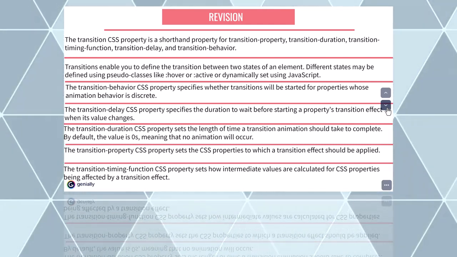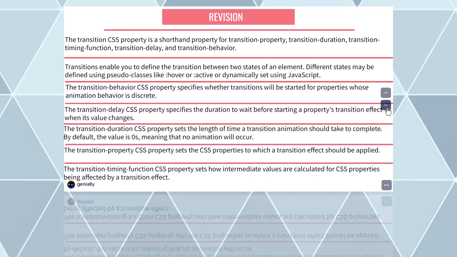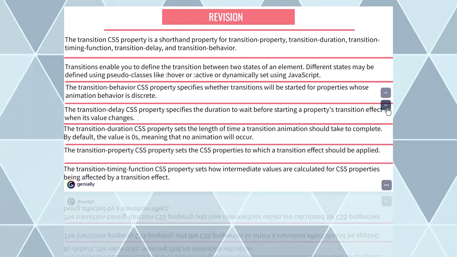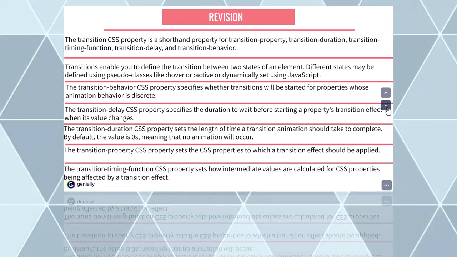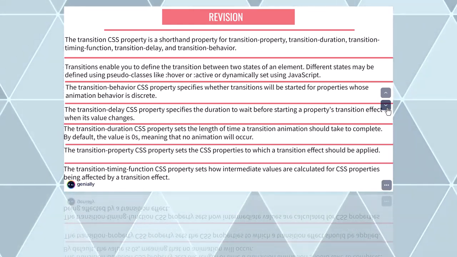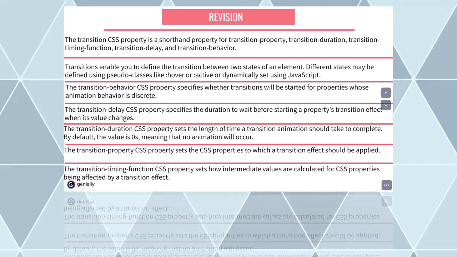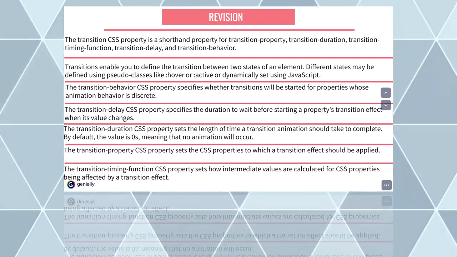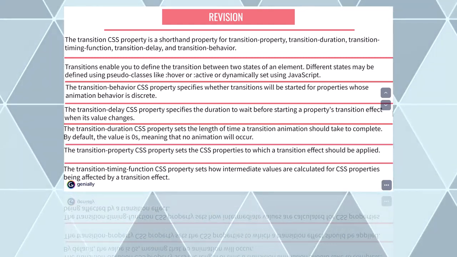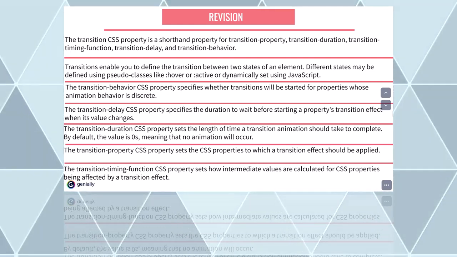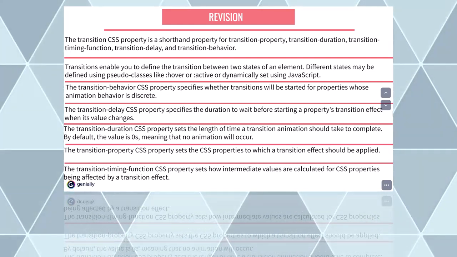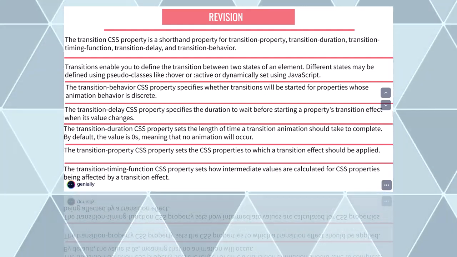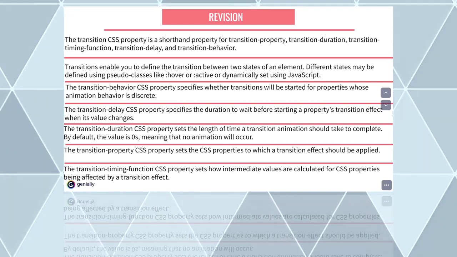The transition behavior CSS property specifies whether transitions will be started for properties whose animation behavior is discrete. So again, it's telling us what I was saying earlier, that transitions are animations, but they have to be triggered, like using different states, like on hover, like on active. They are animations, but they have to be triggered, right?